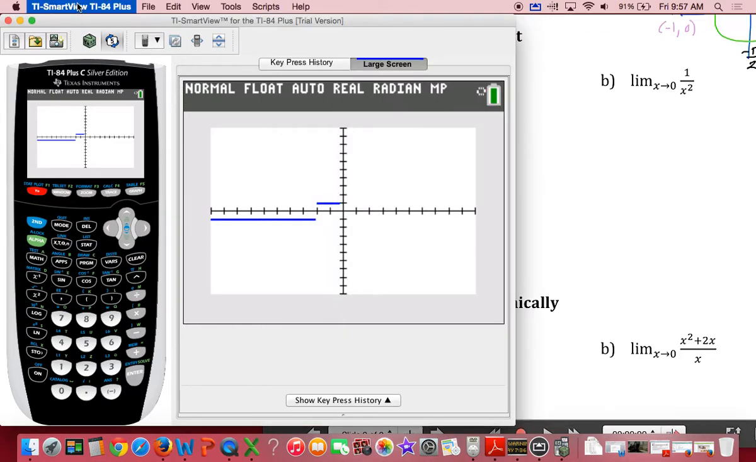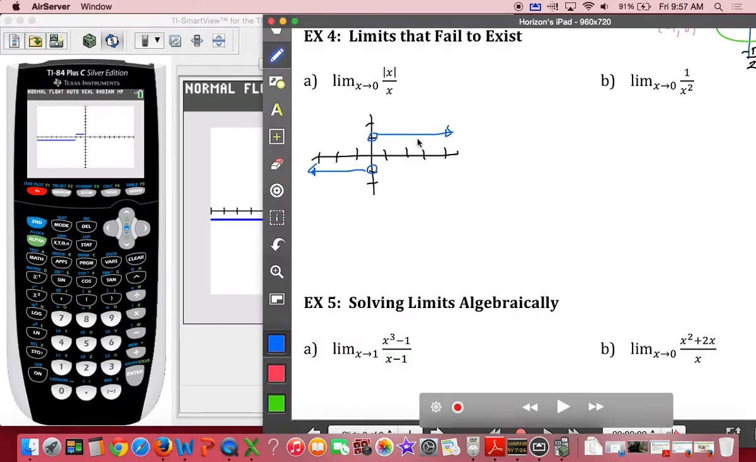So apparently, it doesn't even want to quit SmartView. I guess we're done with that for today. But this is what it looks like if you plug it into your calculator.